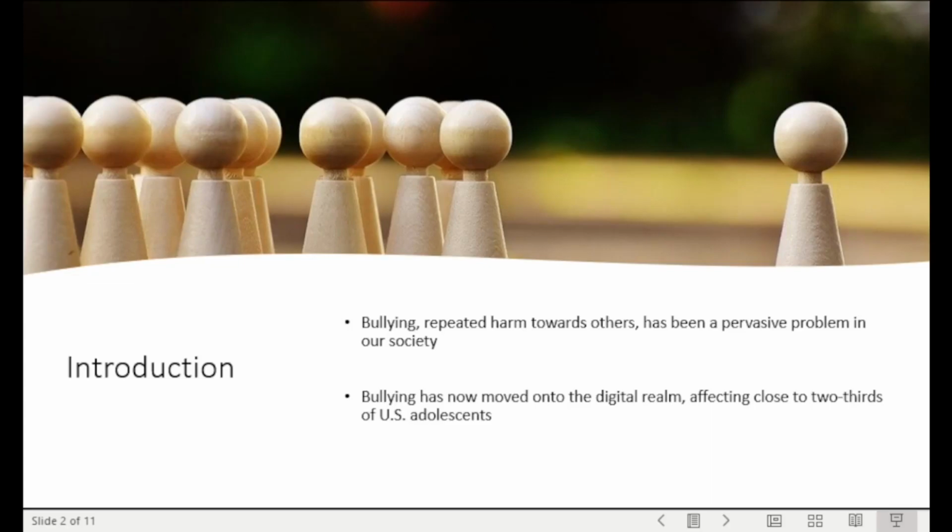Bullying, a pattern of repeated and deliberate harm towards others, has been a pervasive problem in our society for decades. With the spread of digital social technologies among teens and young adults, bullying has now moved into the digital world. Cyberbullying inflicts unforgettable pain on the victims, with close to 2/3 of US adolescents already having experienced some form of cyberbullying ranging from offensive name-calling up to spreading of false rumors.